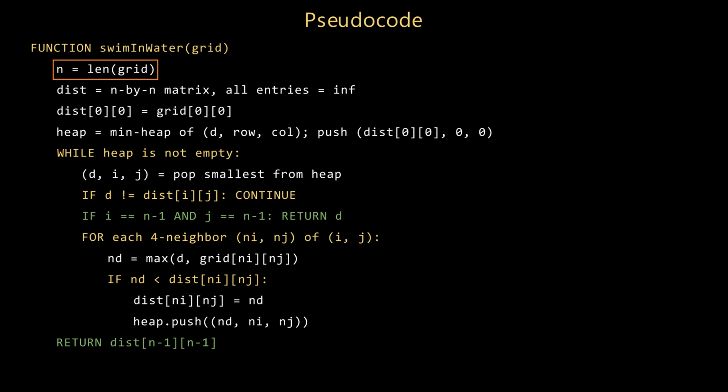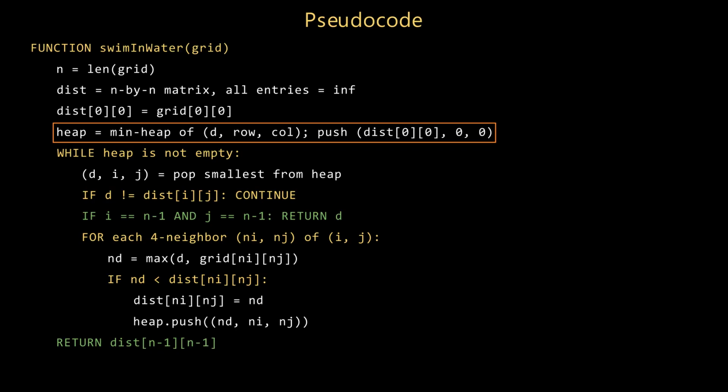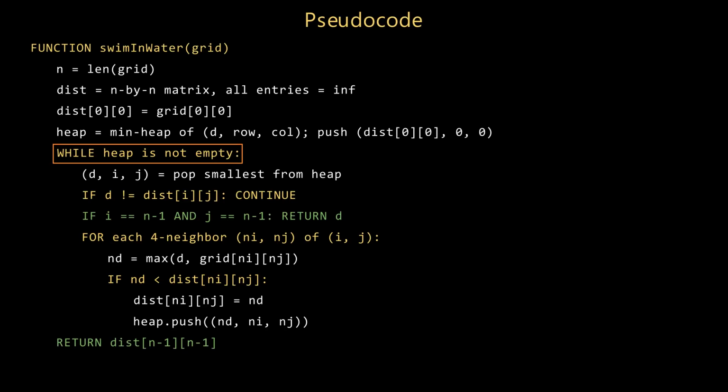N is the number of rows, the grid is square. Dist stores the best crossing time found so far to each cell, start at infinity. Top left cost is its own elevation. Heap entries are bottleneck d with coordinates, seed the start cell. Main loop until the frontier is empty. Pop the smallest bottleneck state.